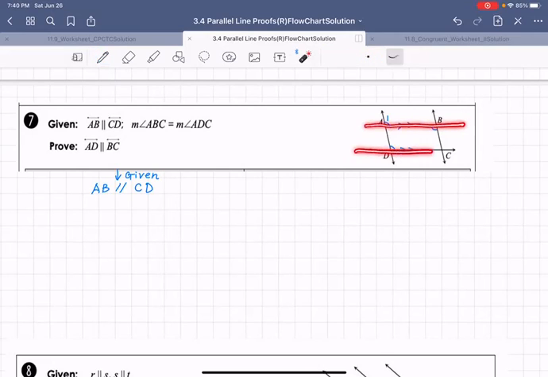This and this are parallel. So you can see that this angle is congruent to that angle. Yes? Yeah, we can call it angle 1 is congruent to angle ADC, right? Okay.